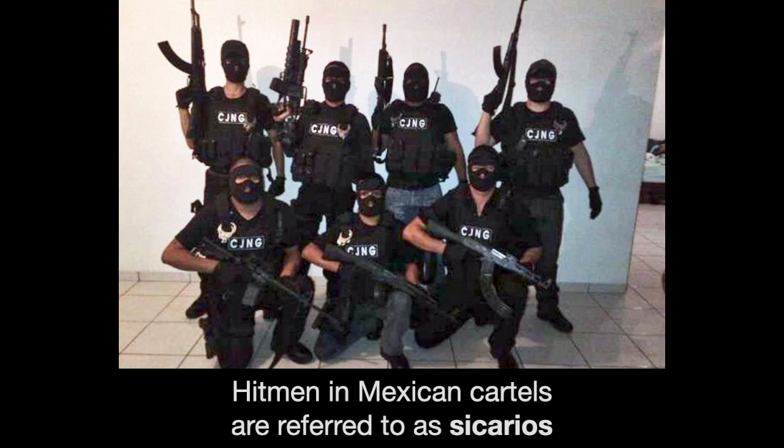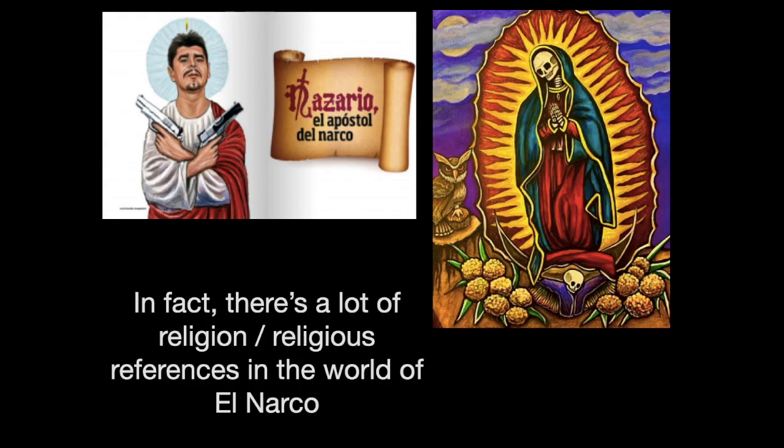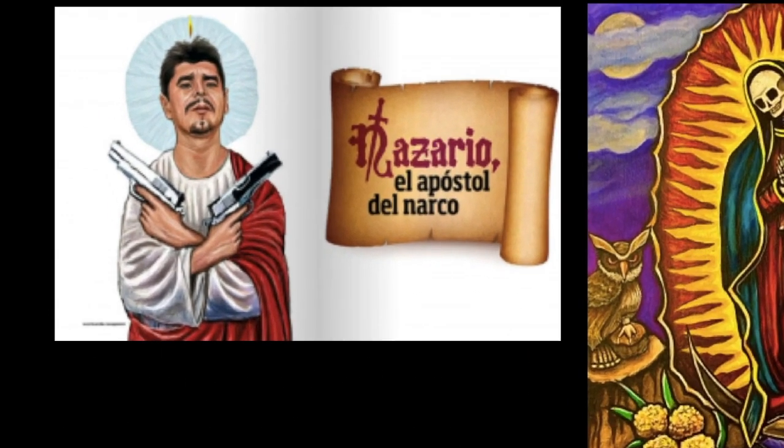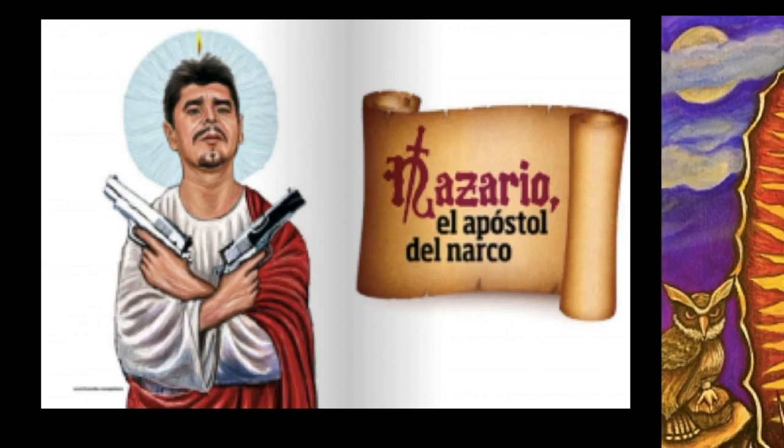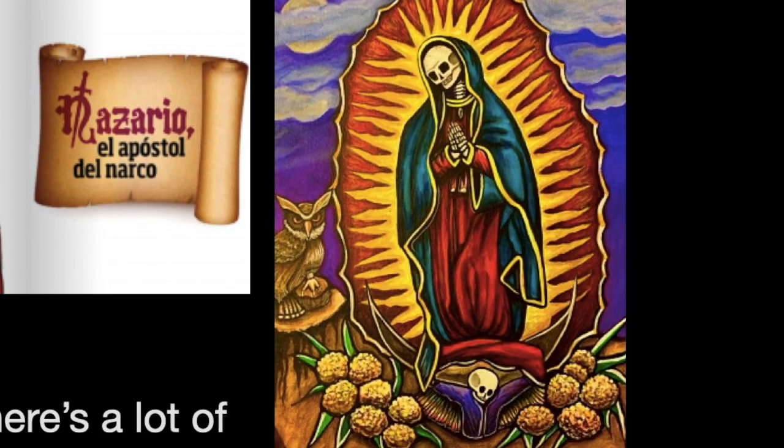Here you see some sicarios from one of the more violent cartels at the moment right now, the Jalisco New Generation. And in fact, there's a lot of religion and religious references in the world of El Narco. You have the saint of narcos, especially in Michoacan. Both the cartels La Familia and the Knights Templar have a lot of religious theology and symbolism and motivation to their actions. You can see the leader of La Familia there on the left, and then you can see a very famous symbol, Santa Muerte, on the right.